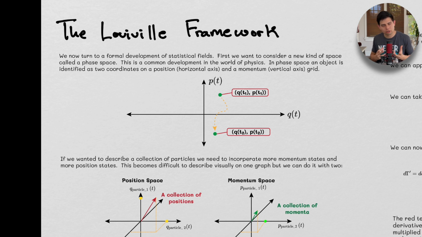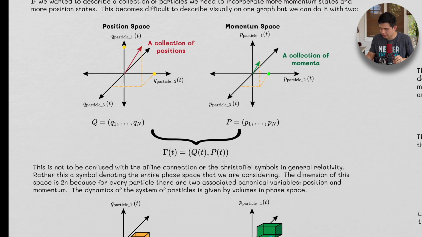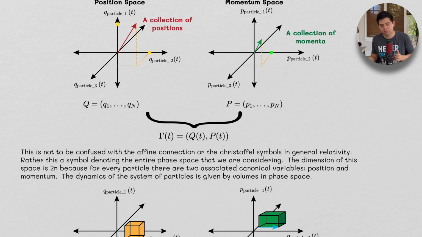Suppose now we wanted to consider multiple particles. How can we do this? If we wanted to describe a collection of particles, we need to incorporate more momentum states, because each particle has its own momentum. And because they're all different particles, they need to have their own positions, different position states. This becomes a little difficult to understand visually, but we have a position space and a momentum space, and together they collectively make up the entire phase space, okay?